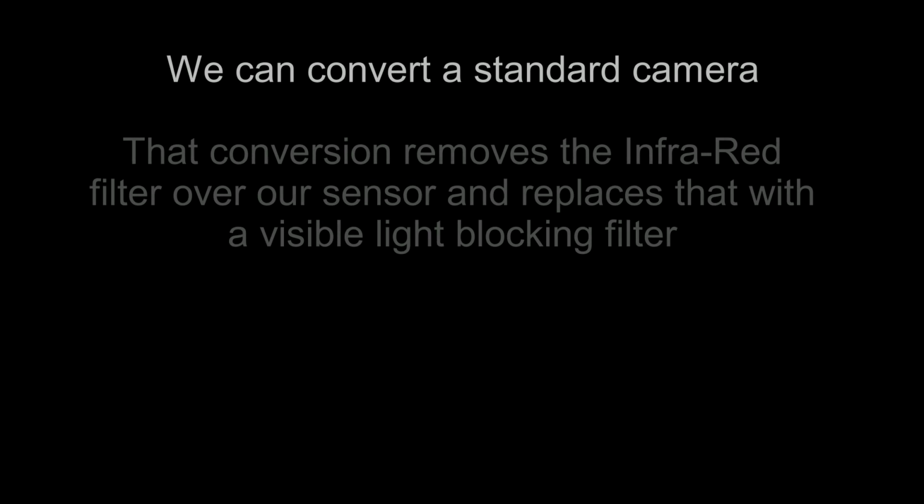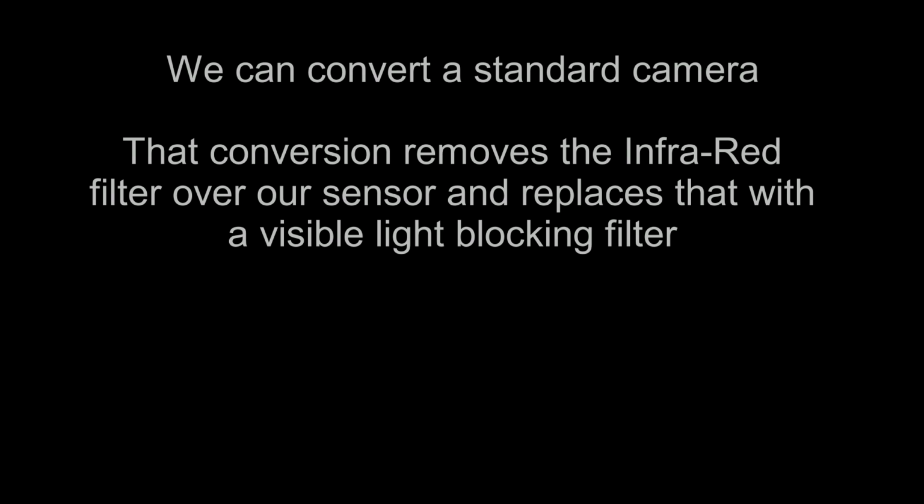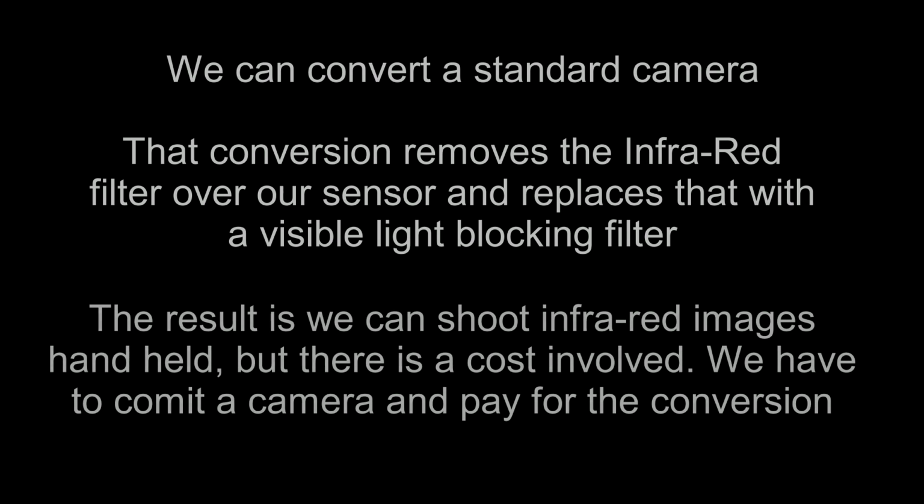The third option, and probably the most consistent, is that we can convert a camera to shoot exclusively infrared images. Now this is achieved by removing the infrared blocking filter over the sensor and replacing that with a visible light blocking filter, but of course there is a cost involved. You have to commit a camera that you might otherwise have been able to sell or trade in, and of course the conversion will cost too.